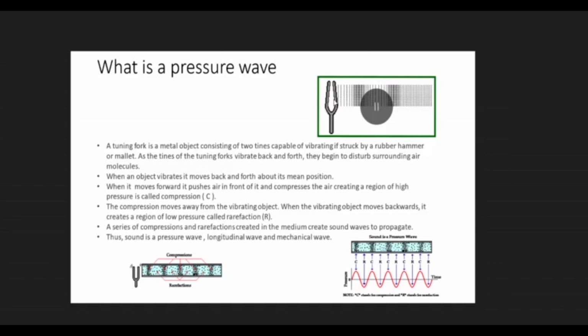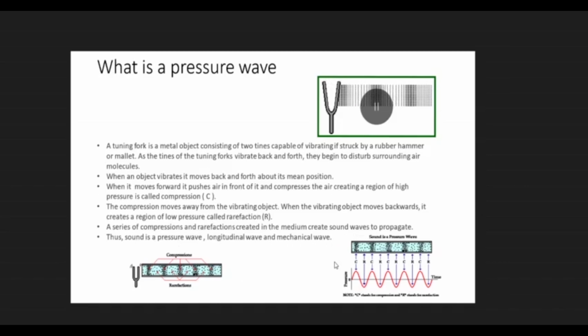Here you can see this is a compression and this is a rarefaction. This is a compression and this is a rarefaction. Okay. A series of compressions and rarefactions allows sound to propagate in a medium. Thus, sound is a pressure wave, a longitudinal wave, and a mechanical wave.